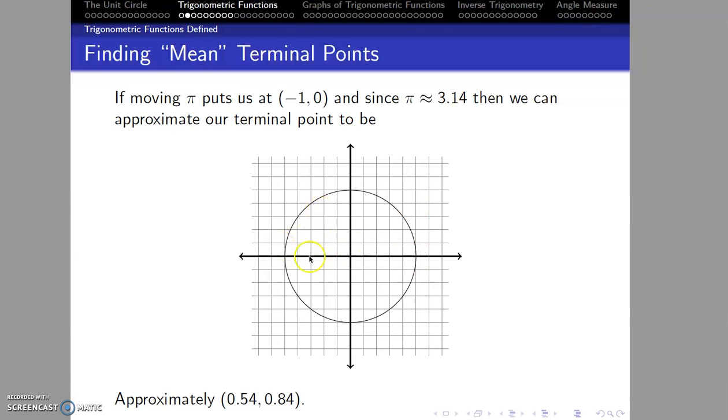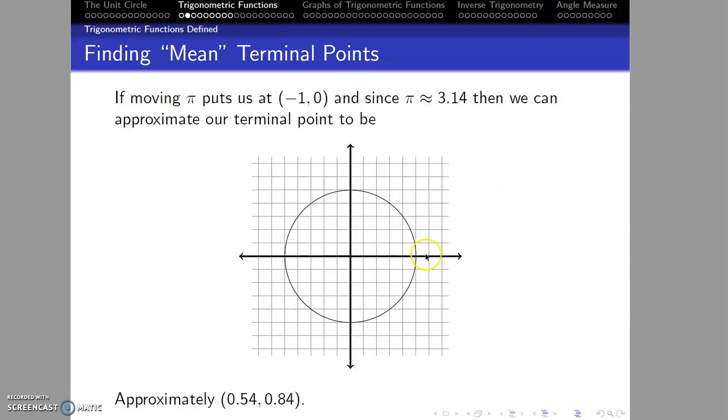So if I were to cut this semicircle into thirds, I would guess my terminal point should be about there, which corresponds to about, let's see, my guess is a little less than 1/2 and a little more than 0.7, looks like. The actual value is (0.54, 0.84). And there was no way I was going to guess that with what I have here, with just the unit circle.